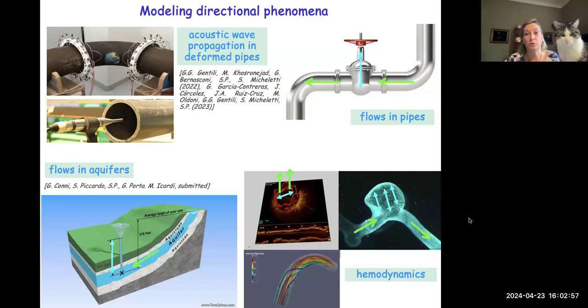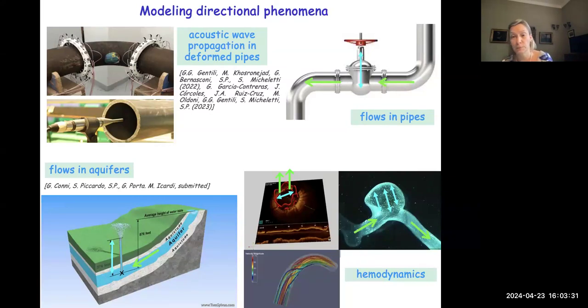In the first example, for instance, you may have a valve which induces a transverse dynamics in this position. The waveguide may be characterized by an irregular shape, and also this irregular geometry may induce some transverse phenomena of interest. Concerning the aquifer, you may have a well which moves the water upward and thus induces a transverse phenomenon.